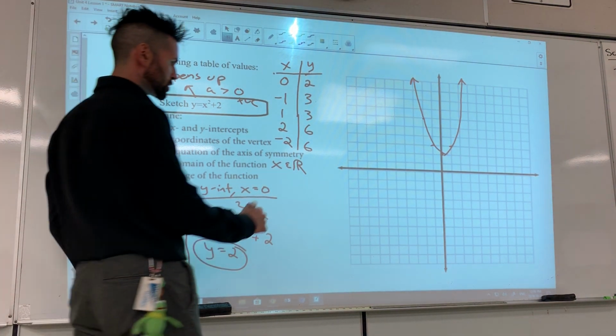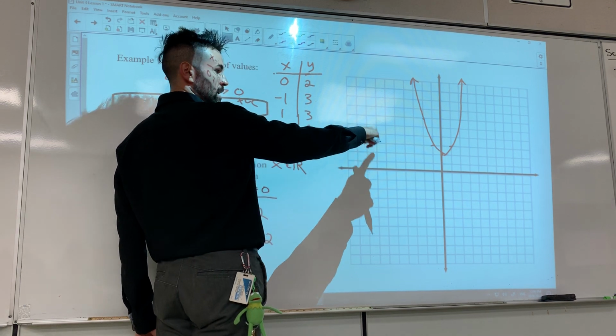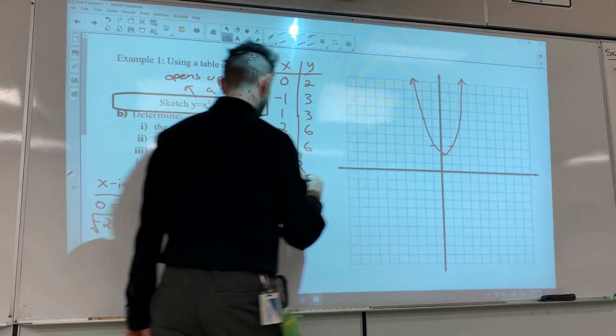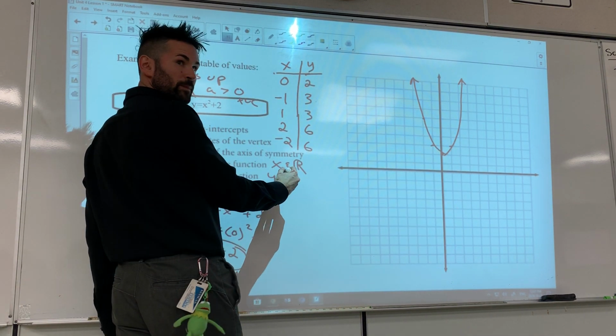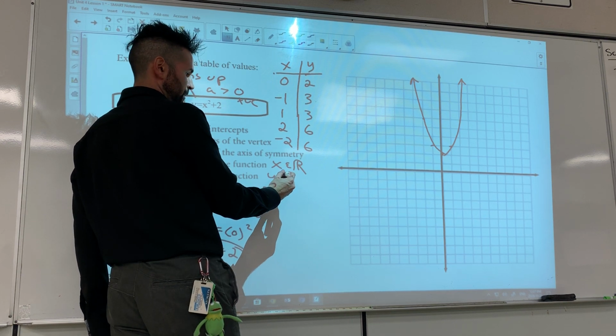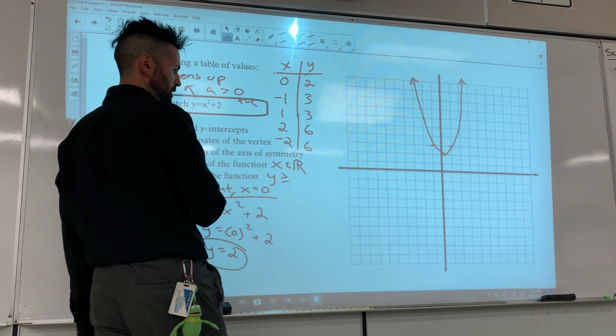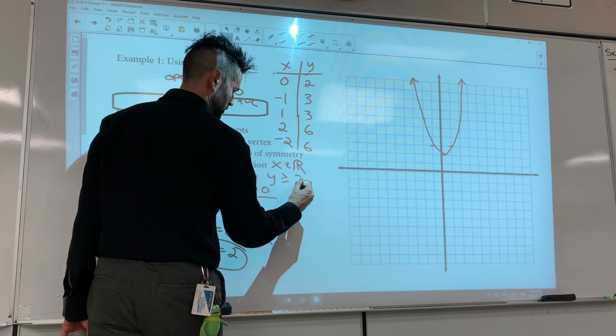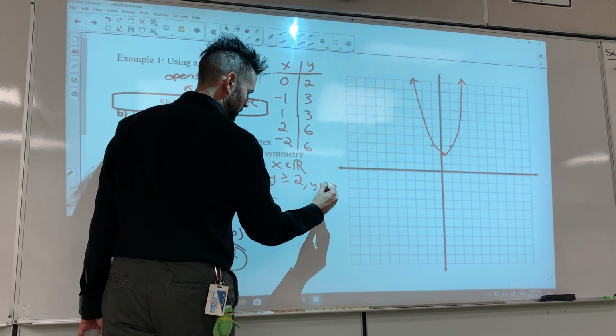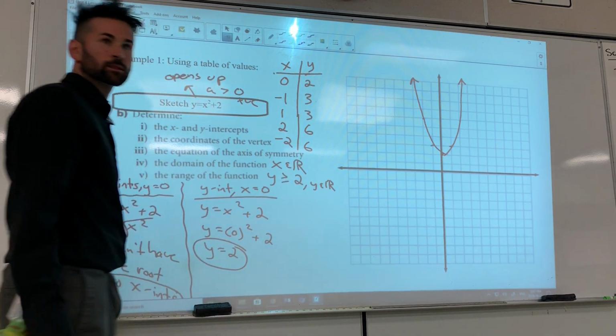The range, so this is a minimum. So it's going to be y what? Greater than or less than? Greater than or equal to. What's the y value of the vertex? 2. Comma, y element of the reals.